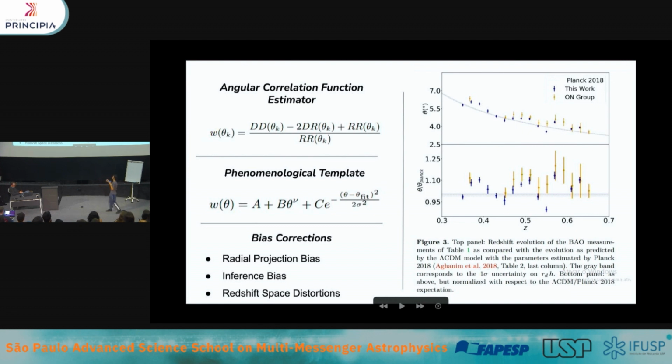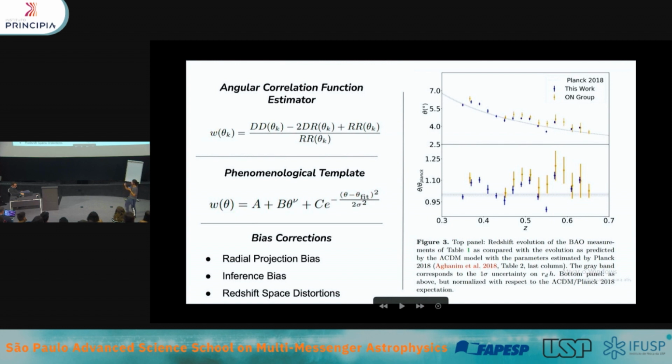Of course there are some biases in this method, like these three main biases. We have studied how they behave and how to correct them. I don't have time to explain them here, but if you want to know, I can explain better in the poster presentation. And we got this data set here. In blue are the measurements that we got. In yellow are the measurements of another group with a similar approach. And in gray are the predictions by the best fit found by the Planck 2018.